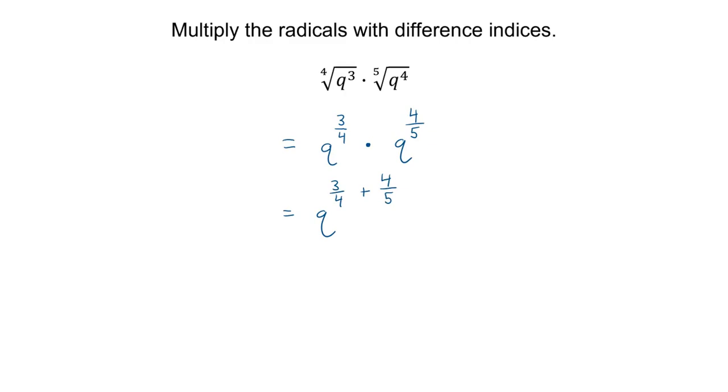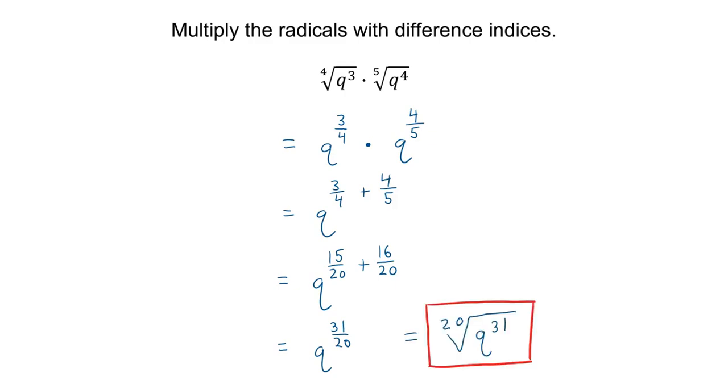But to add these exponents, we have to have a common denominator. Well, the common denominator between 4 and 5 is 20. And 3/4 is the same thing as 15/20. And 4/5 is the same thing as 16/20. And 15 plus 16 gives us 31/20. So our final answer is q to the 31/20. But because we started out by multiplying radicals, we now need to change our final answer back into radical form. q raised to the 31/20th power is the same thing as the 20th root of q to the 31st power.